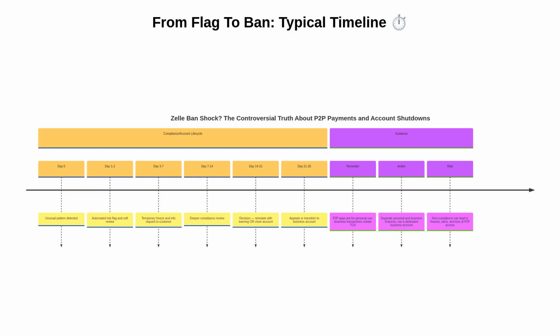From days 7 to 14, compliance conducts a deeper review. Between days 14 and 21, the institution decides to reinstate the account with a warning or to close it. Finally, during days 21 to 30, a customer may appeal or transition to a business account. With that context, let us examine a brief case study.